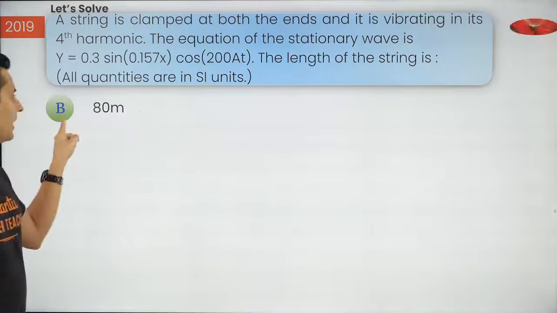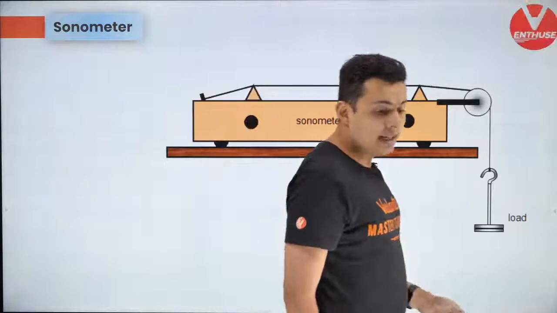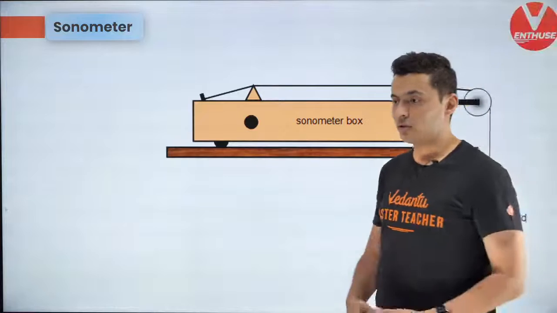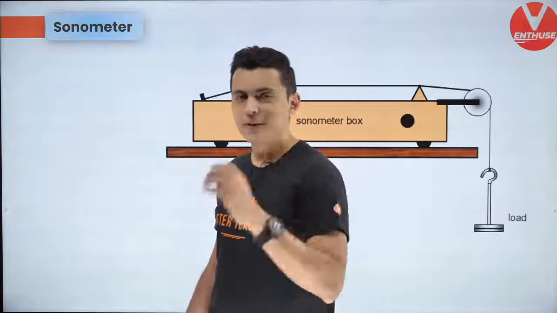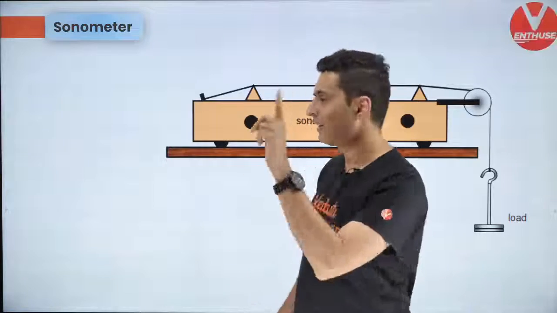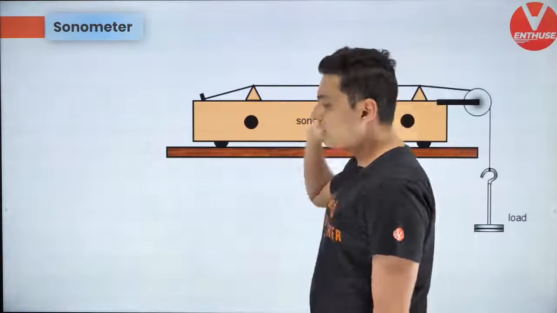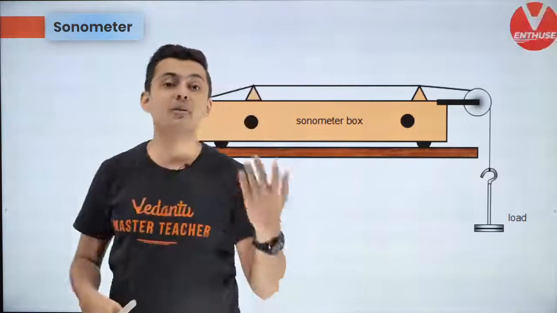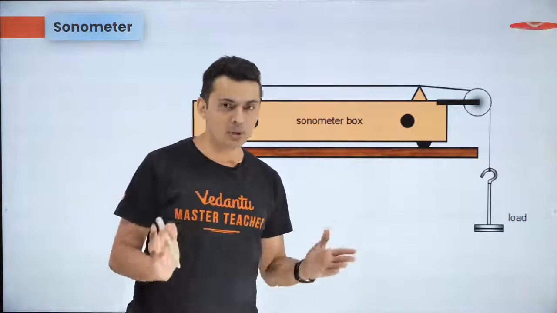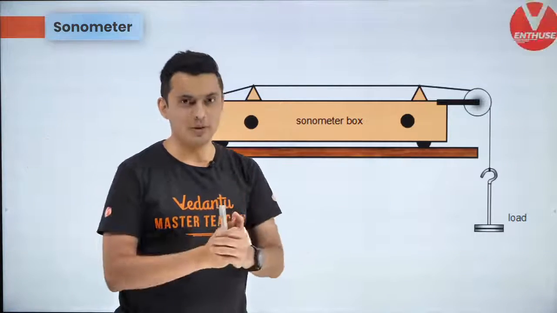So like you can see, 80 meters is the answer. Now, let's talk about another thing which is called a sonometer. Now, this is a very simple experiment. What happens? And I'll tell you a cheat code over here. Listen to me. So there is a sonometer. And what is this sonometer? This sonometer is used to determine usually a frequency of an unknown tuning fork.